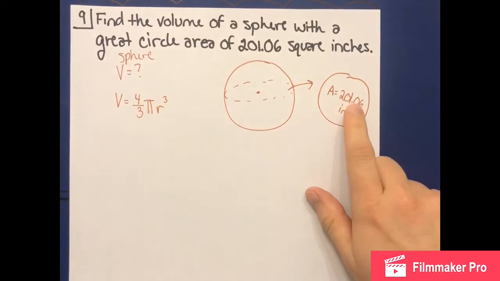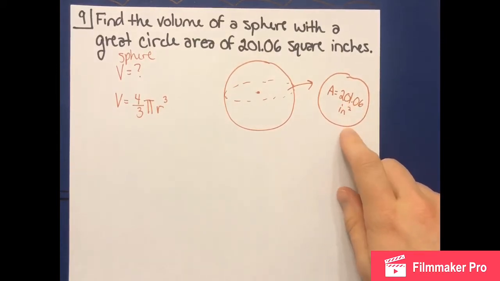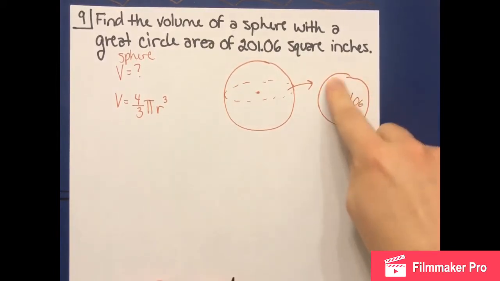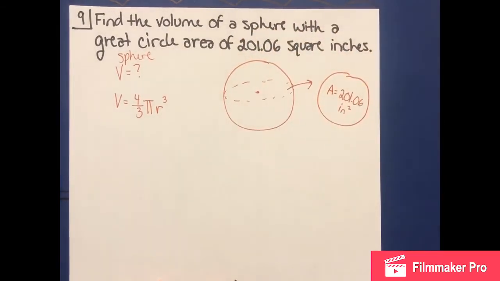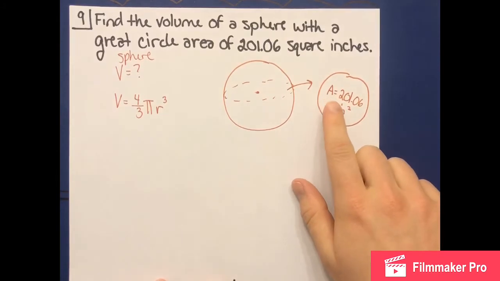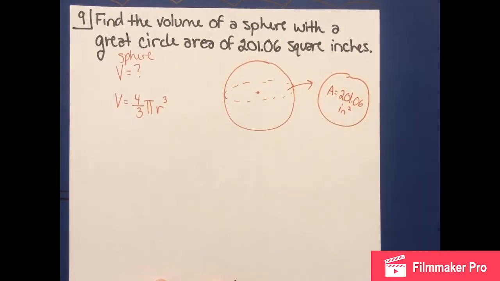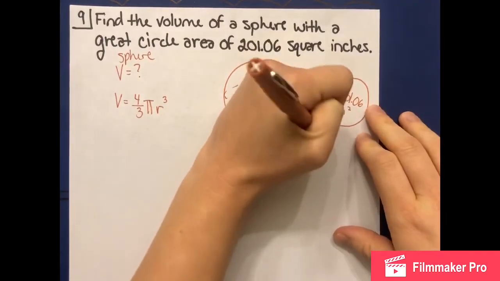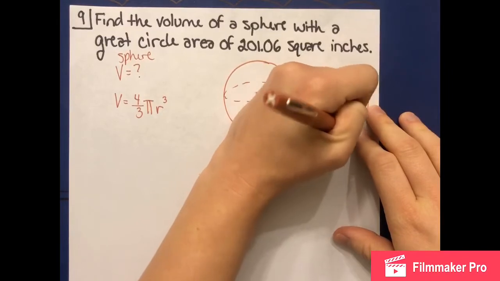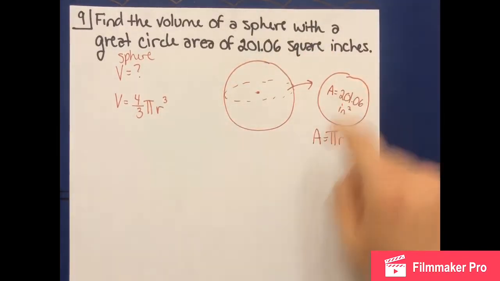Radius, I'm only given area. Now think, this is just a plain circle. It is not a sphere. This is just a circle. I took the circle inside and I put it over here. So the area of that isn't the area as in surface area. It's actual area of a circle. So we know area is equal to pi r squared. So that's how we got this.